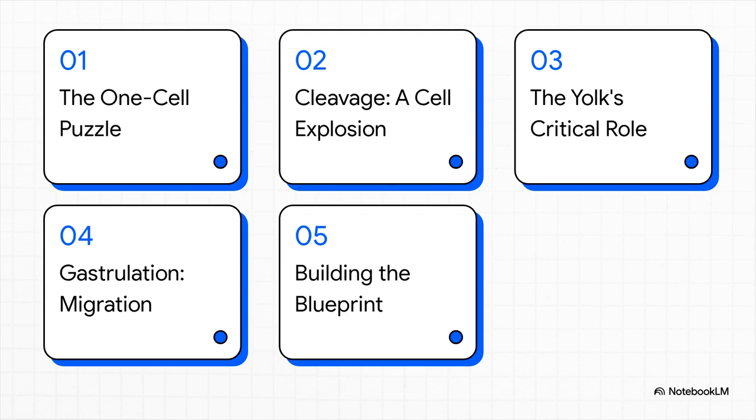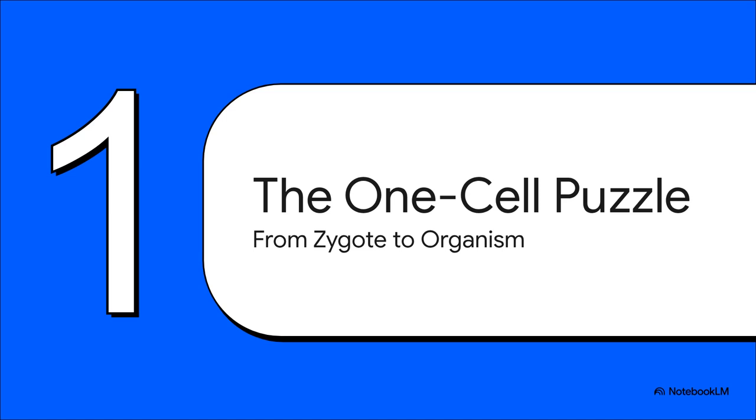This is truly one of biology's greatest puzzles, and today we're going to unpack the incredible two-part process that gives us the answer. We'll kick things off with the puzzle itself, then watch this cellular explosion called cleavage. We'll see how something like yolk plays a huge strategic role. After that, we'll follow the great migration of cells in gastrulation, and finally, we'll see how it all comes together to build the body's foundational blueprint. It's going to be a wild ride. All right, let's dive right into that puzzle, from zygote to organism.